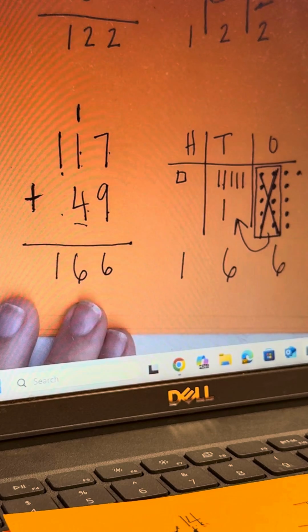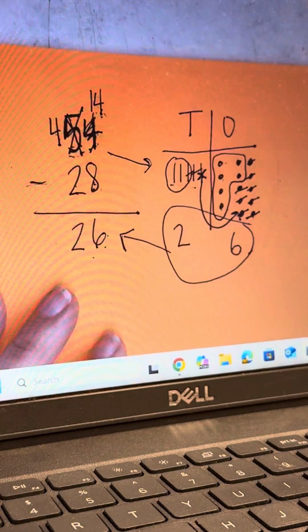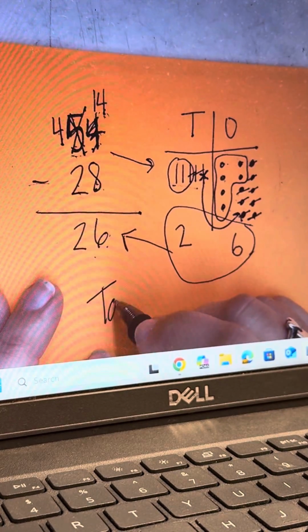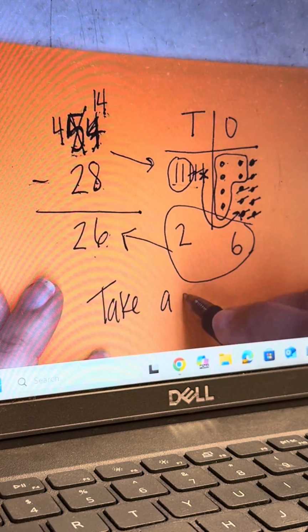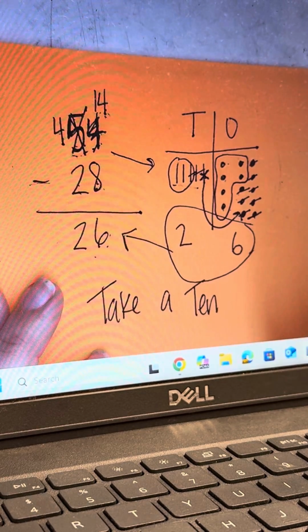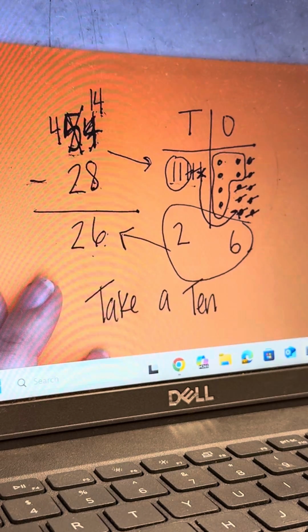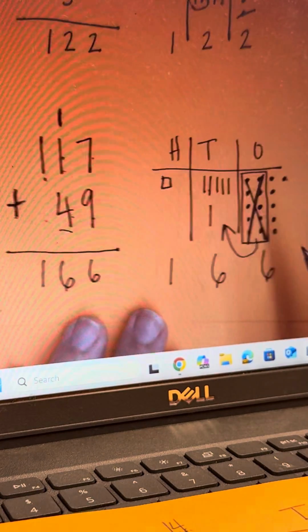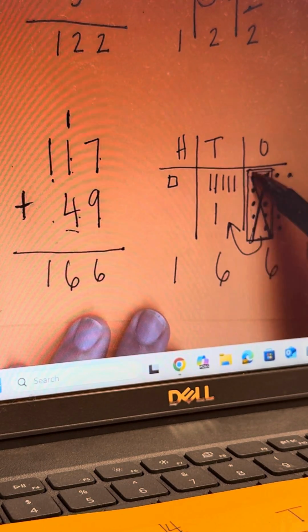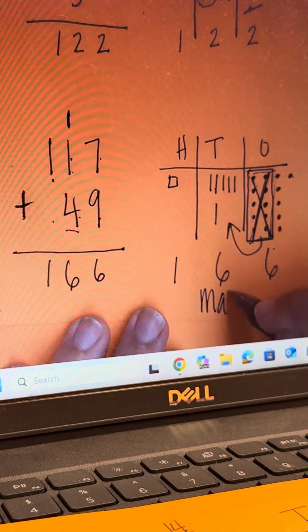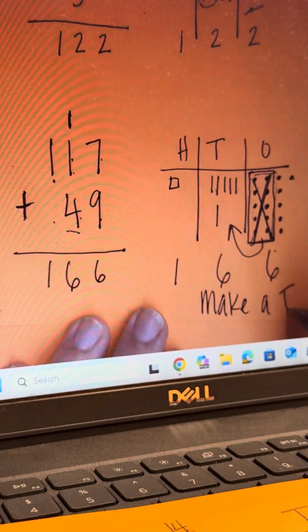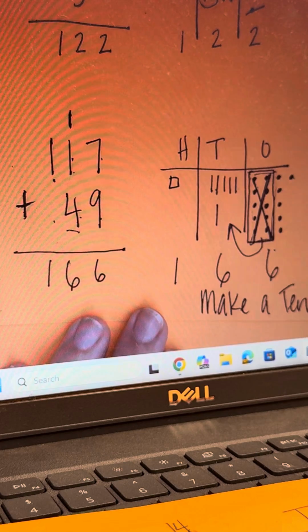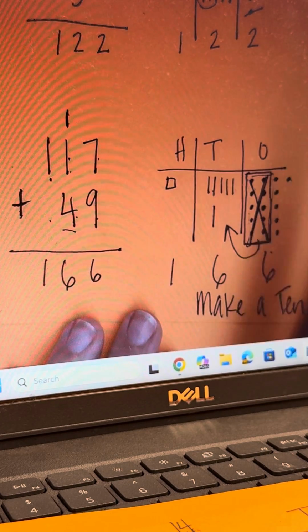Okay, hope that clarifies a few things. In subtraction, we call it take a 10. So hopefully they can talk to you about taking a 10. Why do we take a 10? Because we need some ones. And then in addition, when we make the 10 frame, we call that make a 10. And make sure it gets over into the tens place. All right, feel free to reach out if you have any questions.